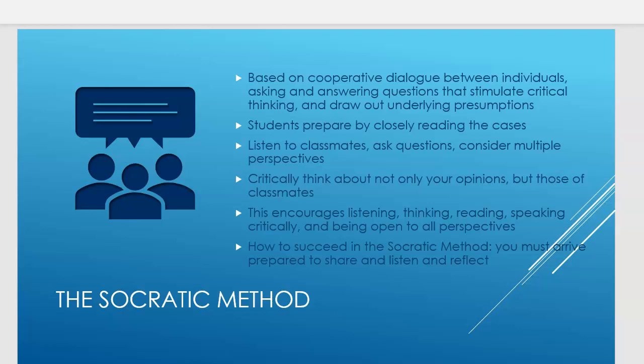So in sum, how to succeed in this method? You must arrive to class prepared to share, to listen, and to reflect upon each case and the content that's being discussed.